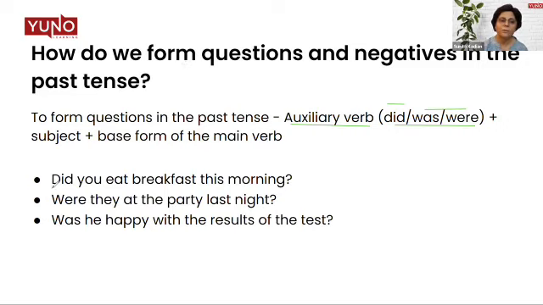See the word did over here? Then we have the subject, did you? And then we have the verb. Did you eat breakfast this morning? So we cannot say, did you ate breakfast this morning? Did you eat breakfast this morning?